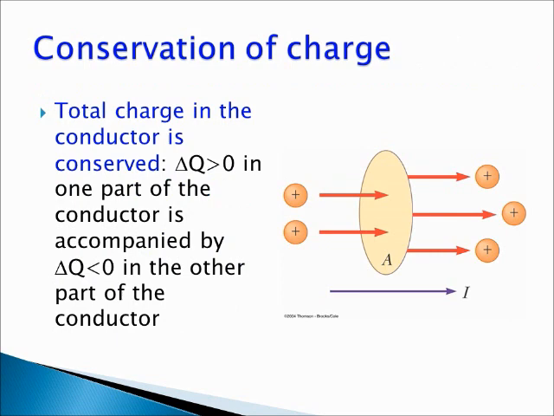An important property of charge flow is conservation of charge. This means that the total charge in the conductor is conserved. The amount of positively charged particles in the conductor remains the same. This means that if charge increases in one part of the conductor because of the motion of charged particles, it must be accompanied by a compensating decrease of the charge in the other part of the conductor, so that the total sum of the changes remains 0.